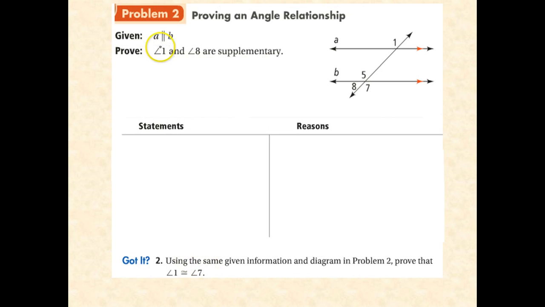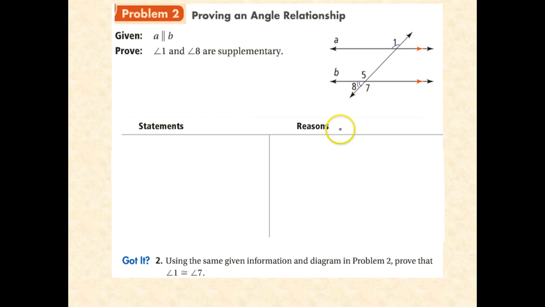Alright, problem 2. We are given that line A is parallel to line B. We would like to prove that angle 1 and angle 8 are supplementary. Here's angle 1, here's angle 8. We want to prove that those are supplementary. Well, shucks. Where do I start?